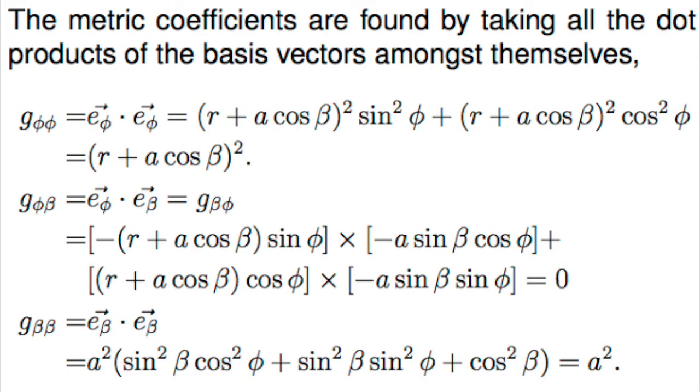So this is just the mathematics of calculating the 3 independent metric coefficients. I guess you can just hit pause if you need the details of this maths. The off-diagonal component is 0.